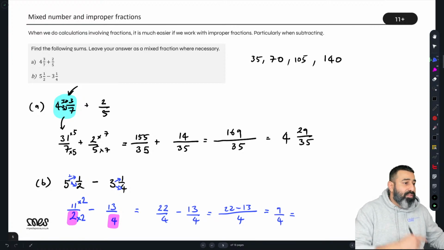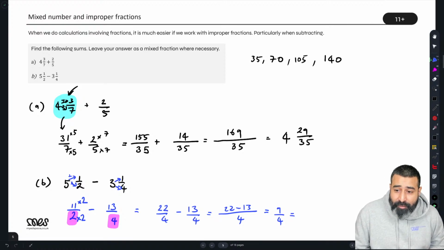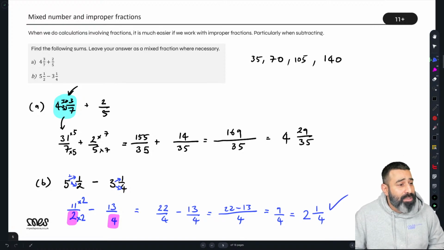And let's have 9 over 4, please, as a mixed number. So 4 goes into 9 twice fully with a remainder of 1. And we keep the denominator the same. So this is 2 1/4. And the job is done.